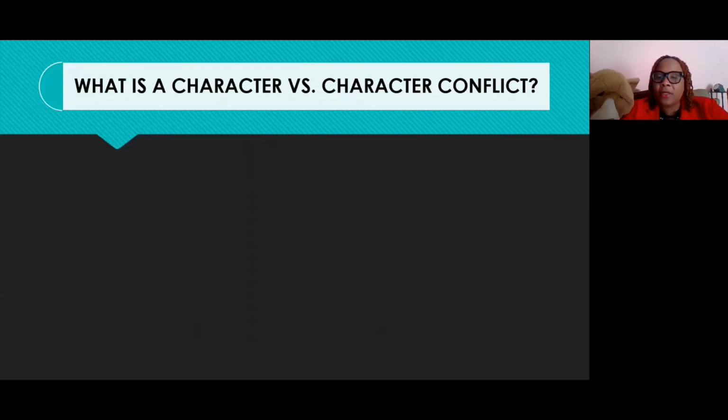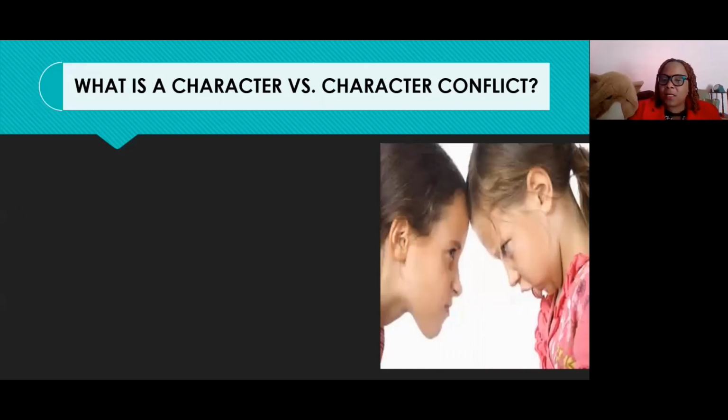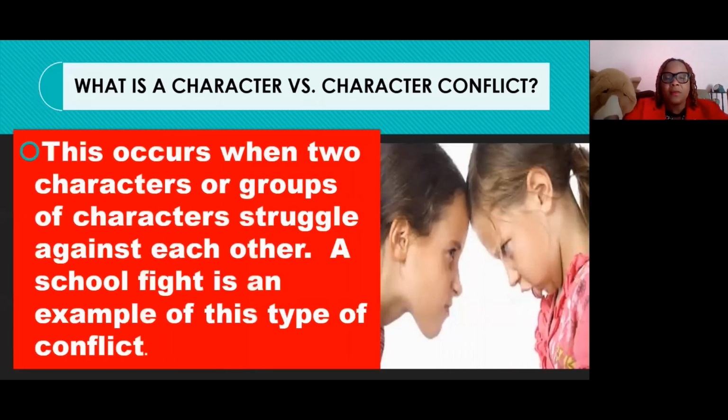The first one is character versus character conflicts. Versus means something that you are against. So character versus character conflict is when 2 persons have a problem with each other, or 2 groups. And let's look at the definition. This occurs when 2 characters or 2 groups of characters struggle against each other. A school fight is an example of this type of conflict. Do you have a character versus character conflict in your life? Is there somebody that you don't like, or that person doesn't like you, or you're annoyed by the person? Yes. Okay, so this is character versus character.